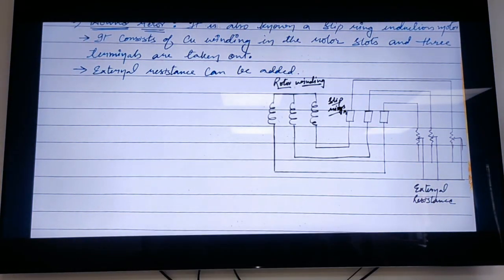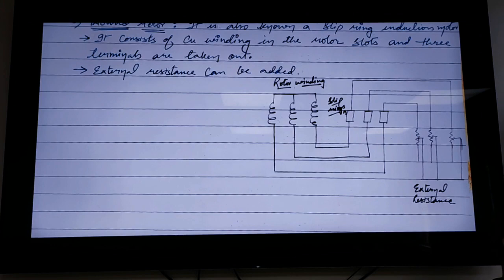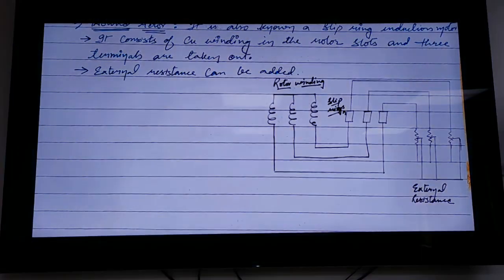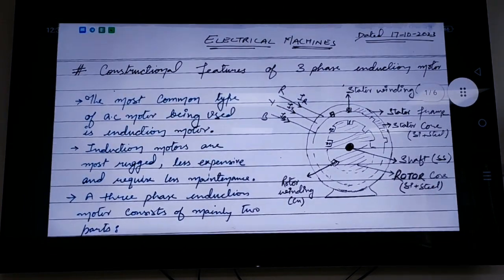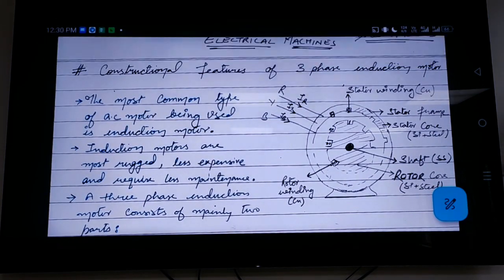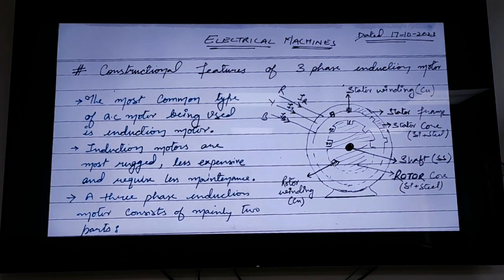Do you have any doubts? Move downwards, go to the top one, have a look over it, and if you have any doubts, do let me know. So this is the main construction feature. Over here, this is the shaft, which is of stainless steel. This is the rotor core. These dots show the rotor winding, which is of copper.